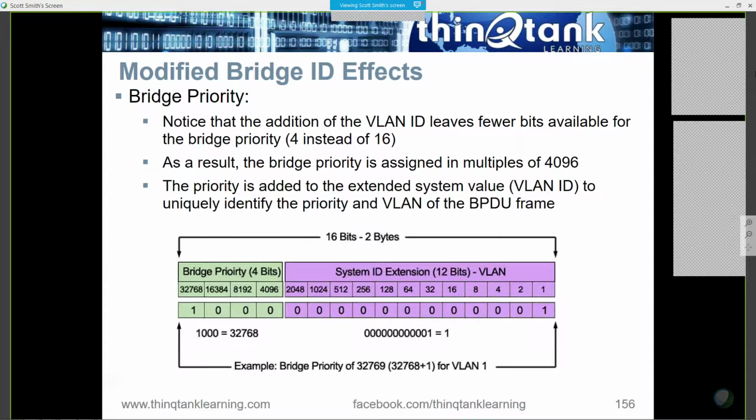So by splitting that 2-byte field into 2 pieces, the purple piece that you see on the screen here, that's the VLAN ID, goes from 1 to 2048. And then, rather than start the bits over at 0, they kept the same weight for each of those higher order bits. So what is the lowest bridge priority I can set? Based on what you see on the diagram there, what is the lowest bridge priority I can set? Before you answer, think about what I'm asking, because everybody always gets this wrong. What is the lowest bridge priority I can set?